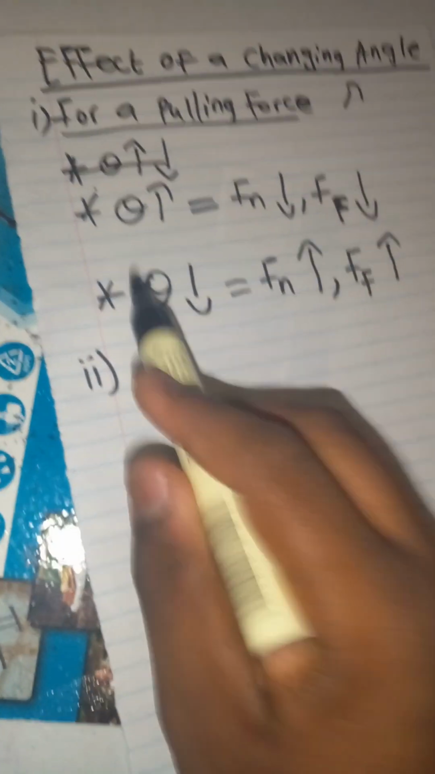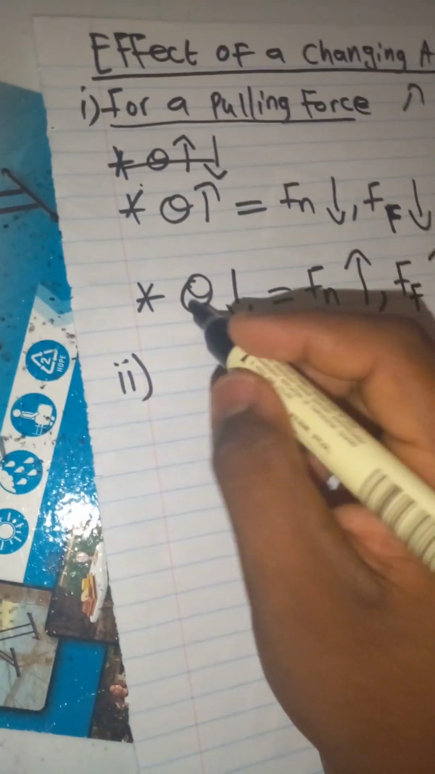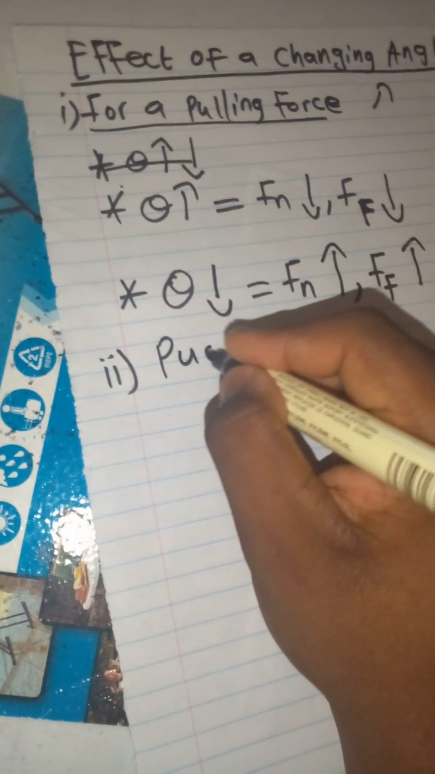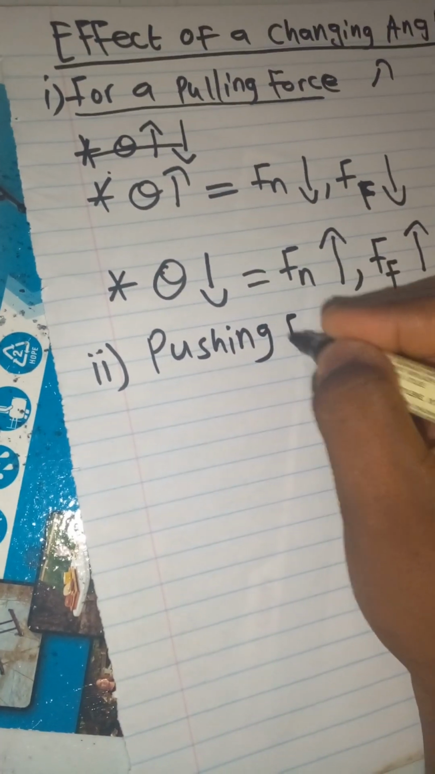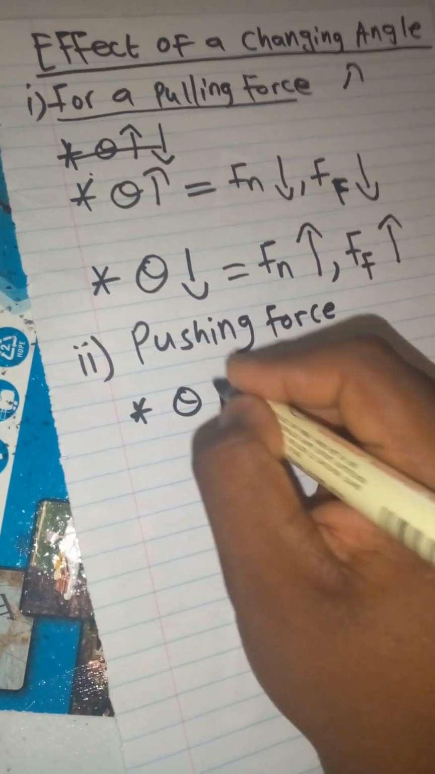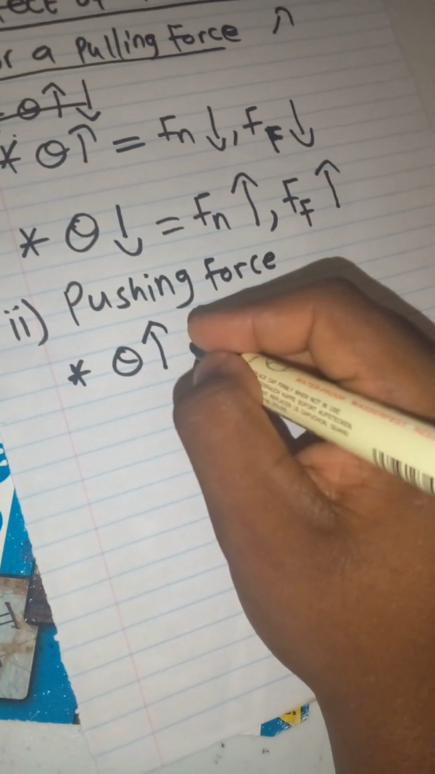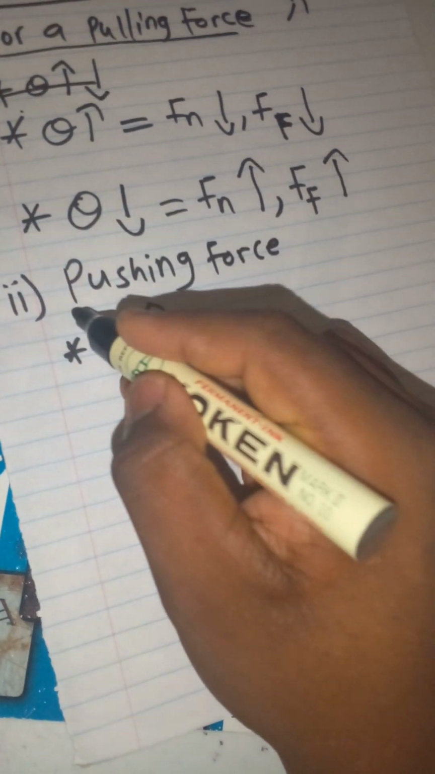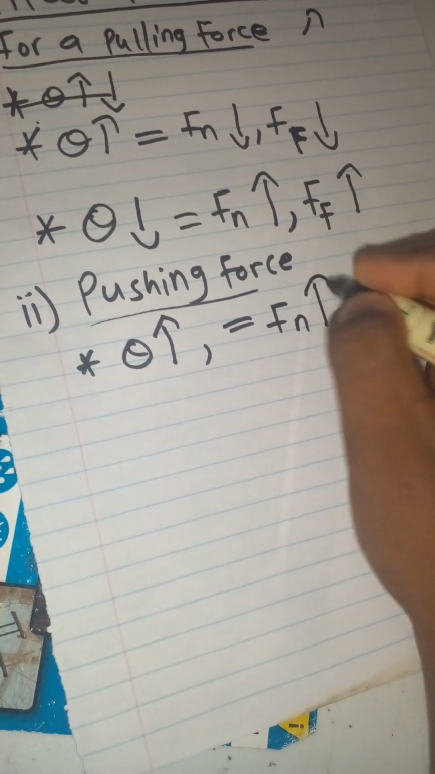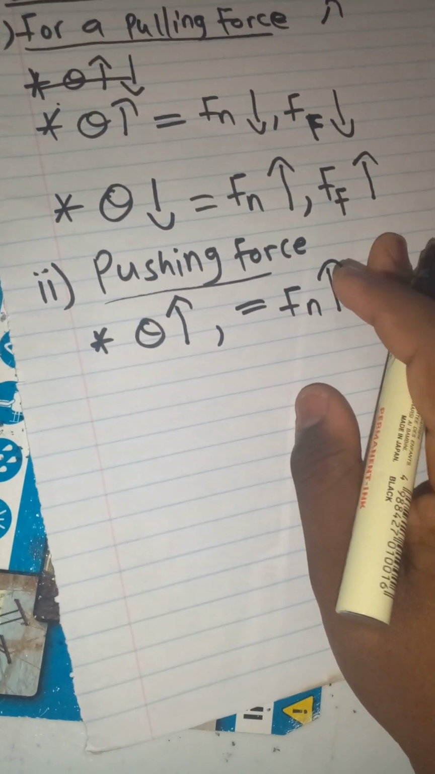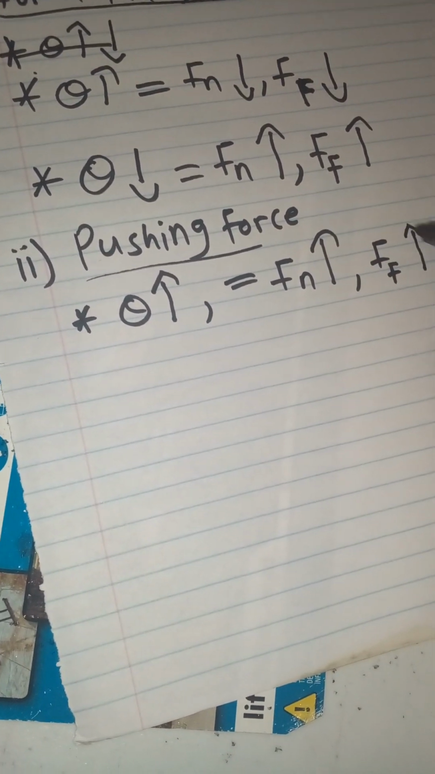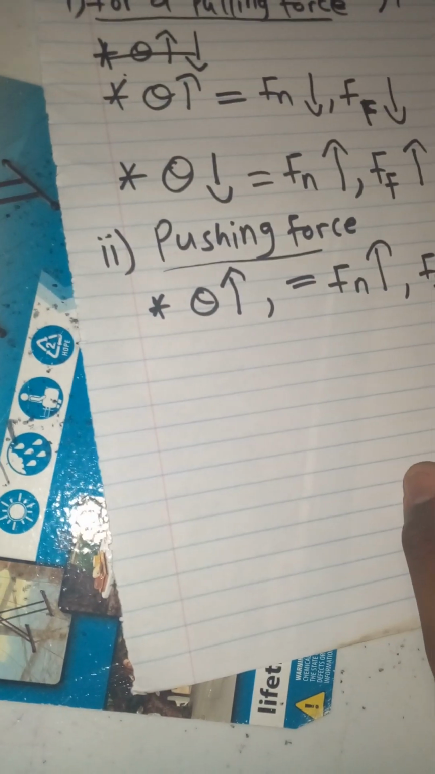These are just the types of things that you must basically know. For a pushing force, when the angle increases, the normal force will increase, because now it is being pushed. Be careful. The normal force will also increase, and then again the frictional force will also increase, since the frictional force is directly proportional to the normal force. So everything is going to increase.